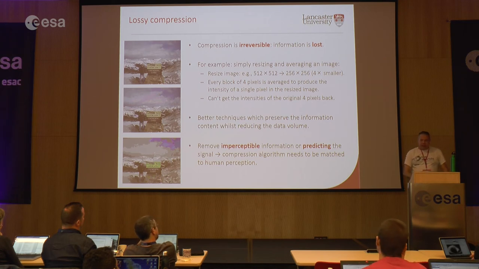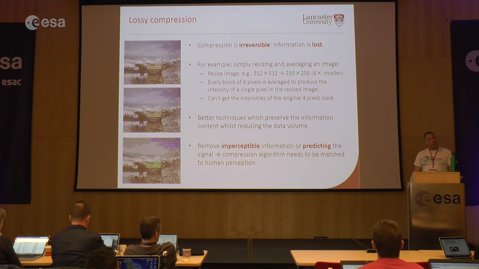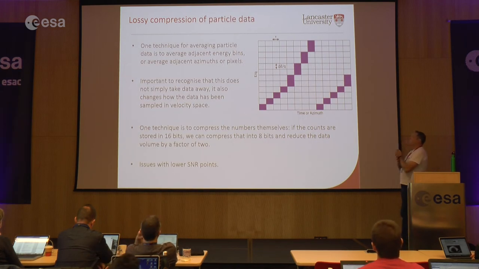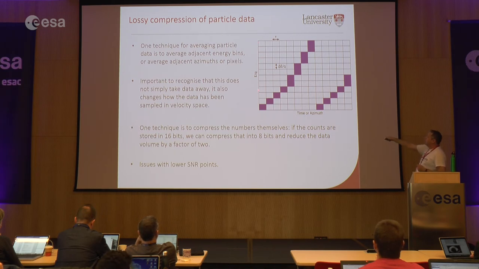One of the things that happens is that particle data also gets compressed. It gets lossless compression algorithms, but there is a common lossy compression technique that is used as well. One of the simple lossy ones is to simply average adjacent bins. If I go back to this diagram that we have here, I might say I'm going to average this entire spectrum with the next one. So I'm now immediately losing azimuthal information that I can never recover.